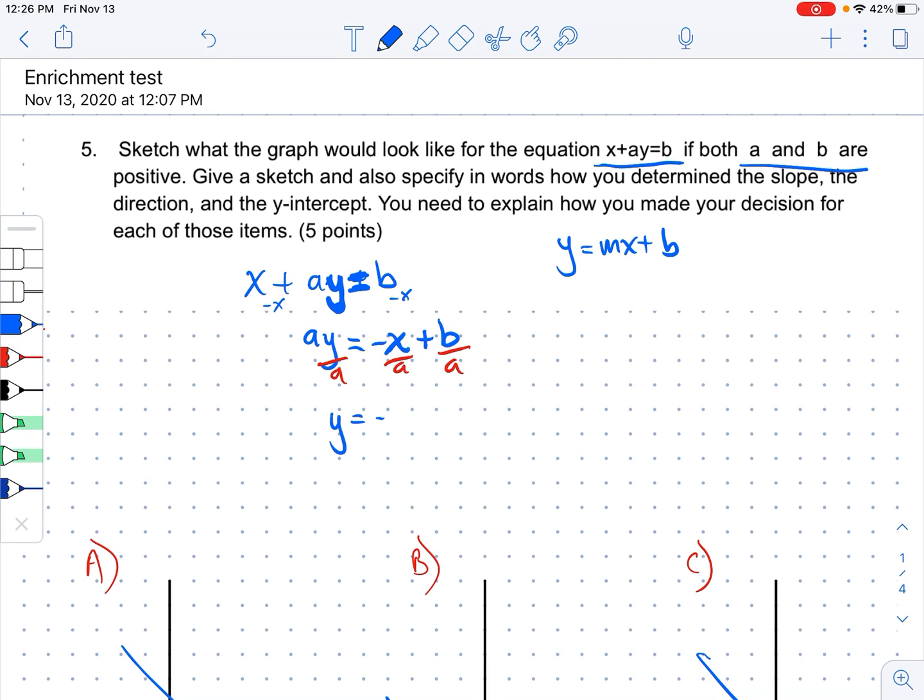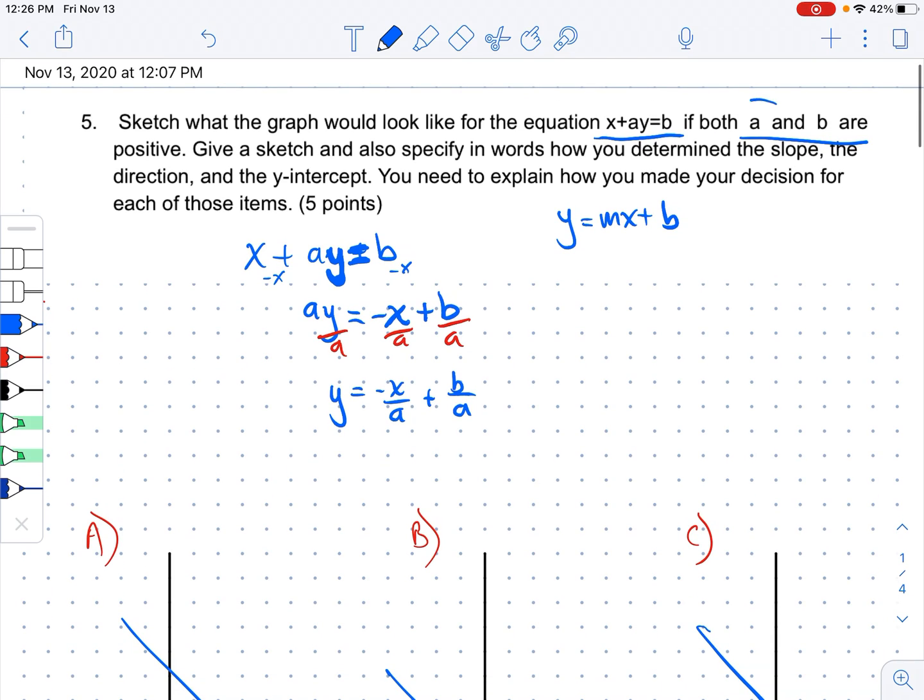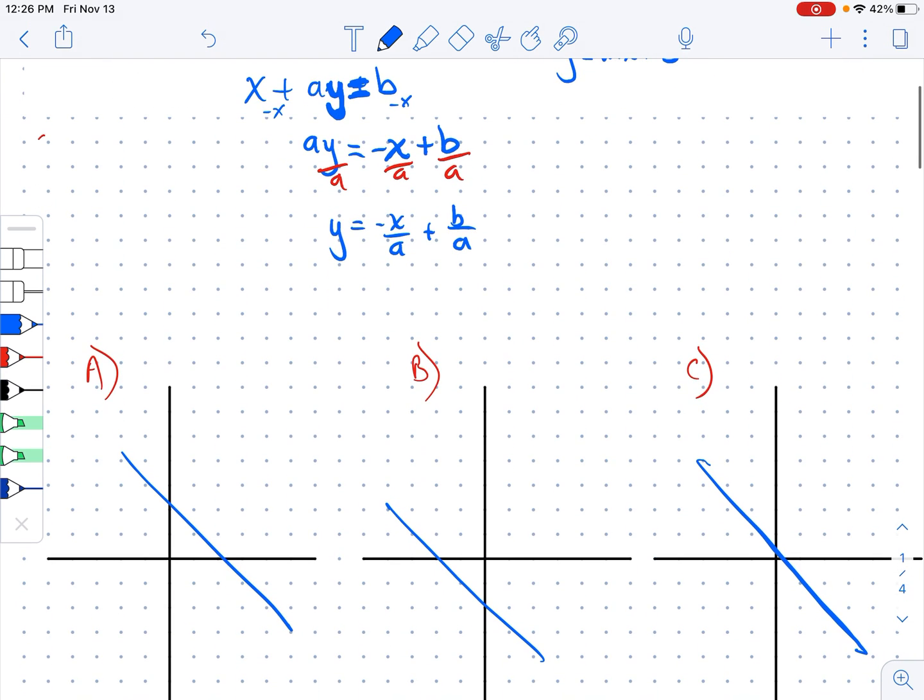And so y equals negative x over a plus b over a. Now I know a and b are positive. So what can I do with this to figure out what this looks like? Will b over a actually be positive? Yes, it will. So my y-intercept needs to be positive. I also know that my slope is, well, a is positive, and I have the inverse of x, so I have a negative slope.